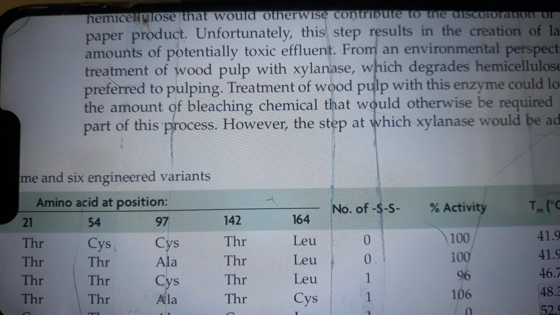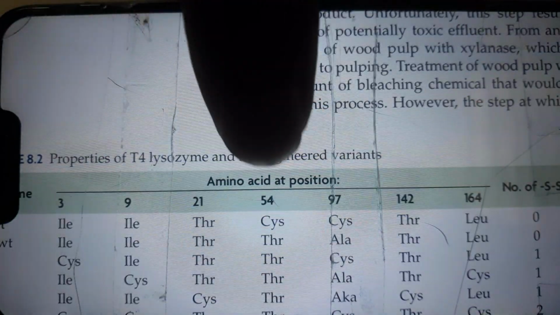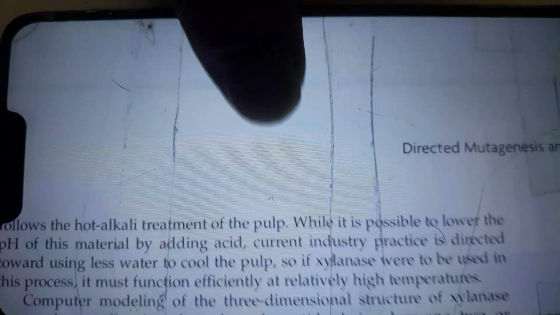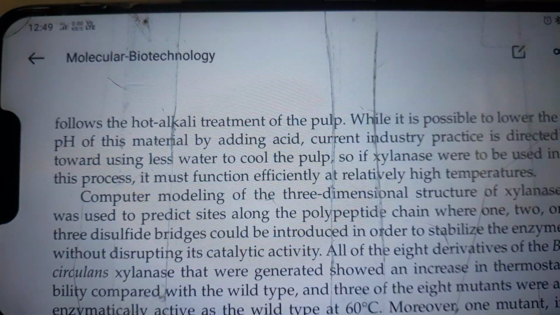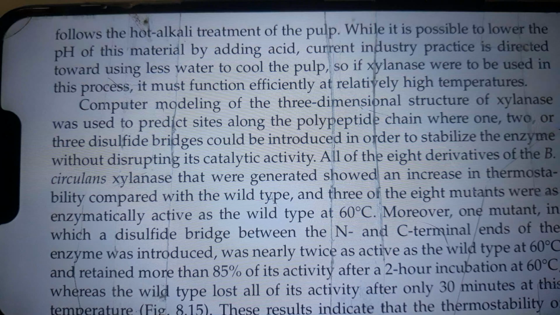However, the step at which xylanase would be added follows the hot alkali treatment of the pulp. While it is possible to lower the pH of this material by adding acid, current industry practice is directed toward using less water to cool the pulp. So if xylanase were to be used in this process, it must function efficiently at relatively high temperatures.